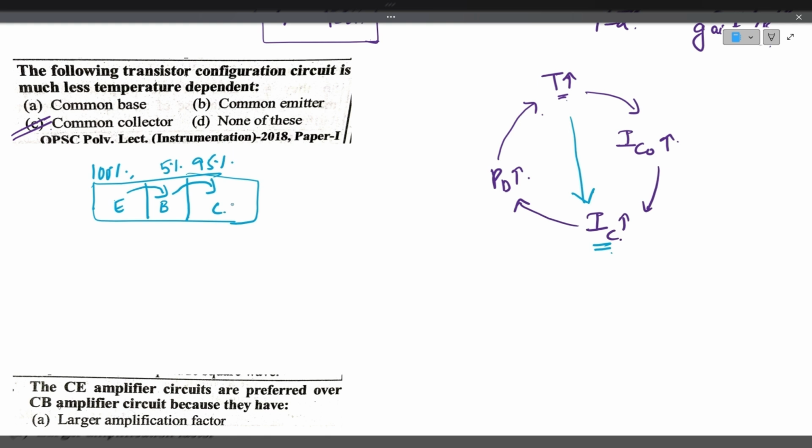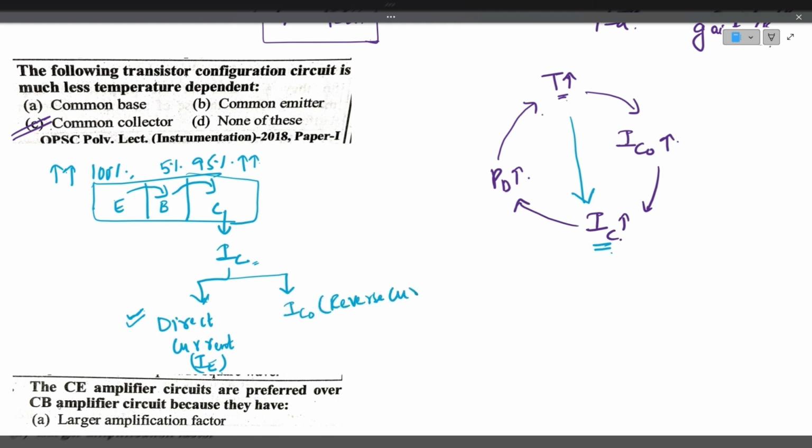So here the collector current, IC, has two components. One is a direct current, which is primarily influenced by emitter current. So if emitter current increases, the collector current, direct current also increases. The collector current has one more component, that is IC naught, which is nothing but a reverse current.